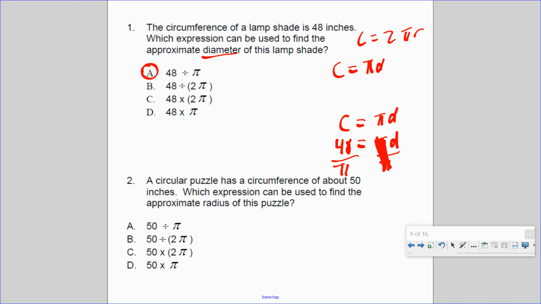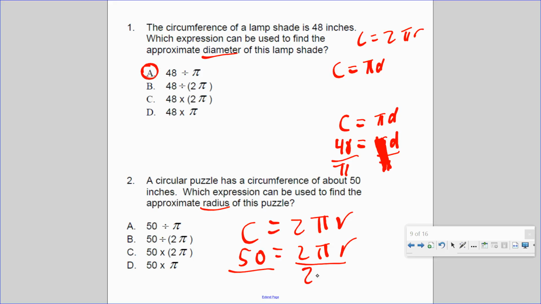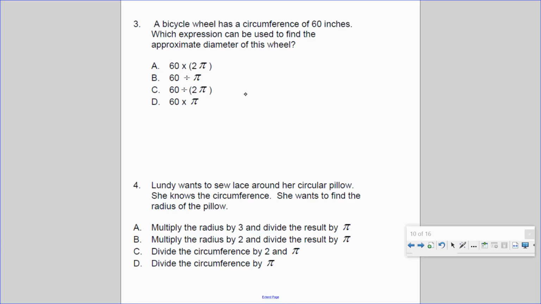A circular puzzle has a circumference of 50 inches. Which expression can be used to find the radius? So I'm going to be using this formula. So the circumference is 50. I need to find the radius. So I need to isolate radius. So how can I get rid of this? I divide by 2 pi, divide by 2 pi. This cancels out. So radius equals 50 divided by 2 pi. So it's B. Let's look at another example.